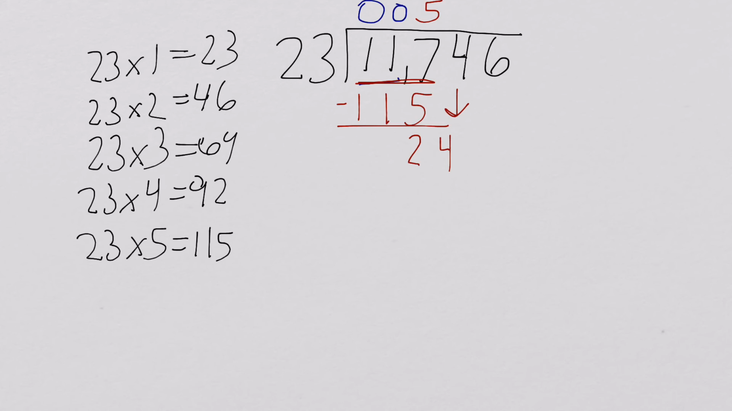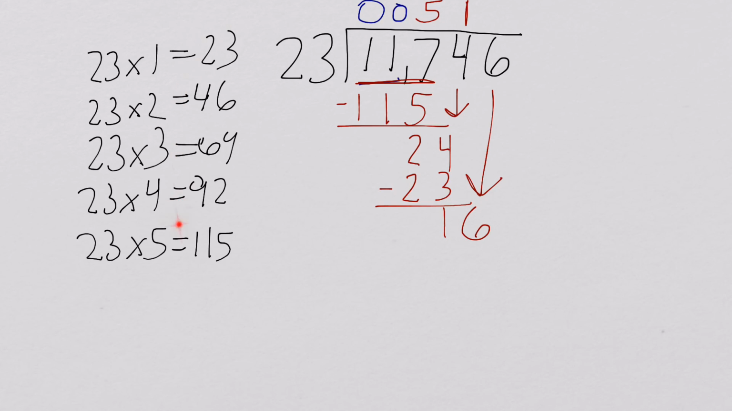Repeat our same process. Nothing has changed from our normal division. Now we've got 24. How many times can 23 go into 24? Looking at our list over here, it looks like only once. So 23 goes into 24 one time. We subtract 23 from 24 and we get 1. Bring down our 6.